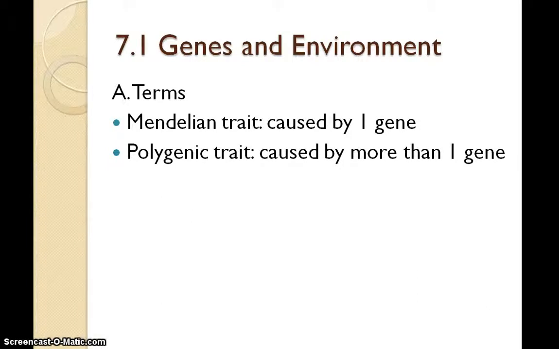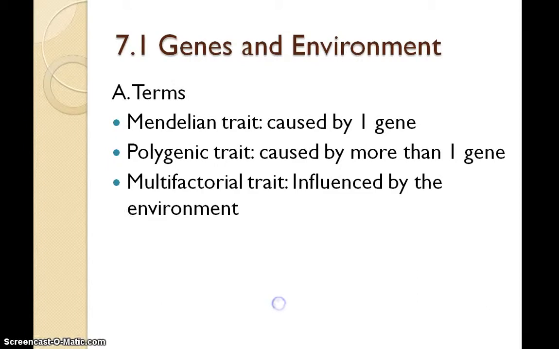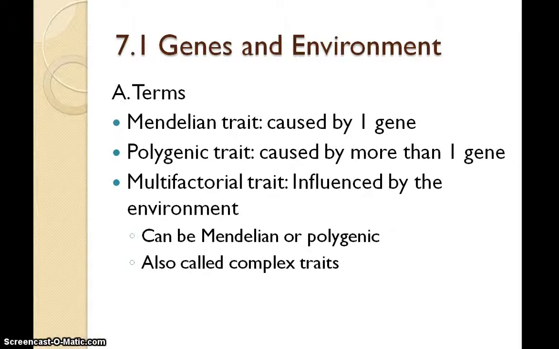A new term that we're going to be adding this chapter is multifactorial. A multifactorial trait is also influenced by the environment. So we're looking at a trait that has a genetic component and an environmental component. Multifactorial traits can be Mendelian, caused by one gene and the environment, or a multifactorial trait can be polygenic. That means it's caused by more than one gene and also the environment. Sometimes we use the term complex traits to refer to these multifactorial traits. Again, traits that have a genetic and an environmental component.